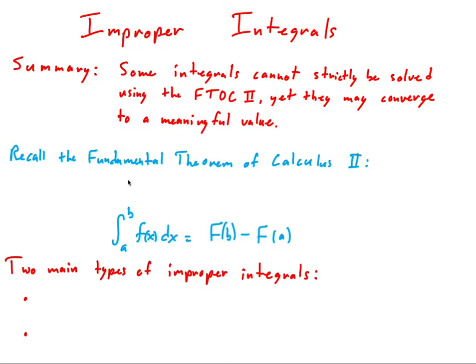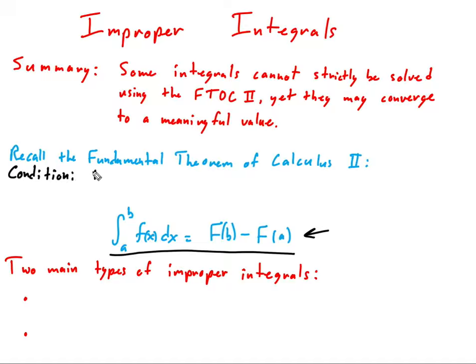Let's recall what the fundamental theorem of calculus part 2 tells us. In a nutshell, it allows us to evaluate a definite integral by finding the indefinite integral, or the antiderivative, and evaluating it at the upper and lower limits. This is the main statement of the fundamental theorem of calculus in a nutshell. However, there is a condition that must be met before we can use this formula.